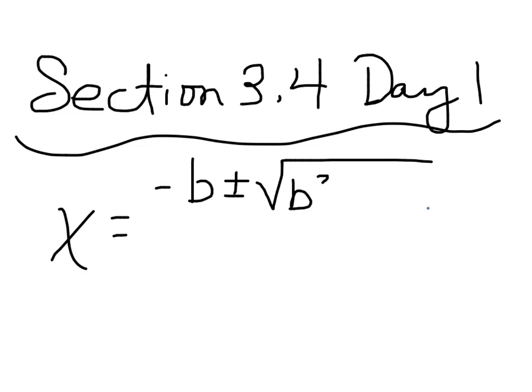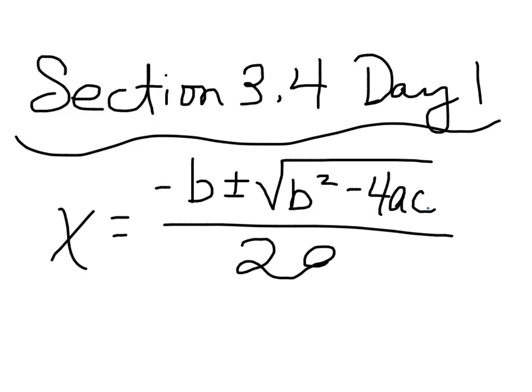On section 3-4, on day 1, we're going to do the quadratic formula. So what's going to happen is I'm going to give you a formula. You're going to plug everything into said formula and then see what you get. That's how it works. So the formula that you have for this is negative b plus or minus the square root of b squared minus 4ac all over 2a.